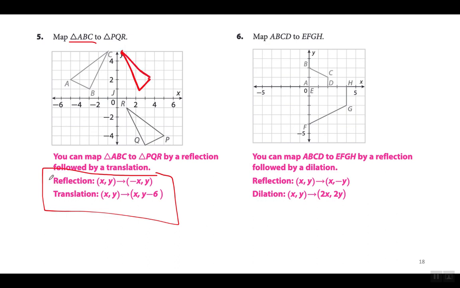All right, that's what they're saying in step 1 here. And then after you do the reflection over the y-axis, you got to move it down 6 units.